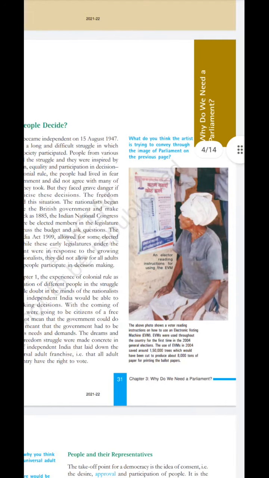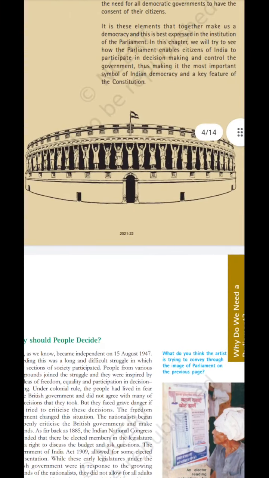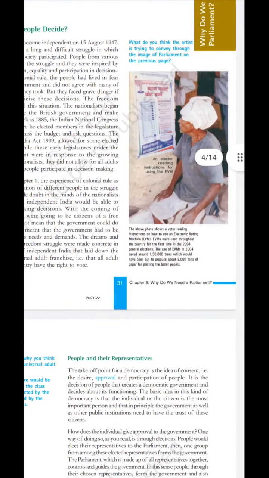Take a look at this image. What do you think the artist is trying to convey through the image of parliament on the previous page? Take a look at this image. The above photo shows a voter reading instructions on how to use an electronic voting machine, EVM. EVMs were used throughout the country for the first time in the 2004 general elections. The use of EVMs in 2004 saved around 1,50,000 trees which would have been cut to produce about 8,000 tons of paper for printing the ballot paper.